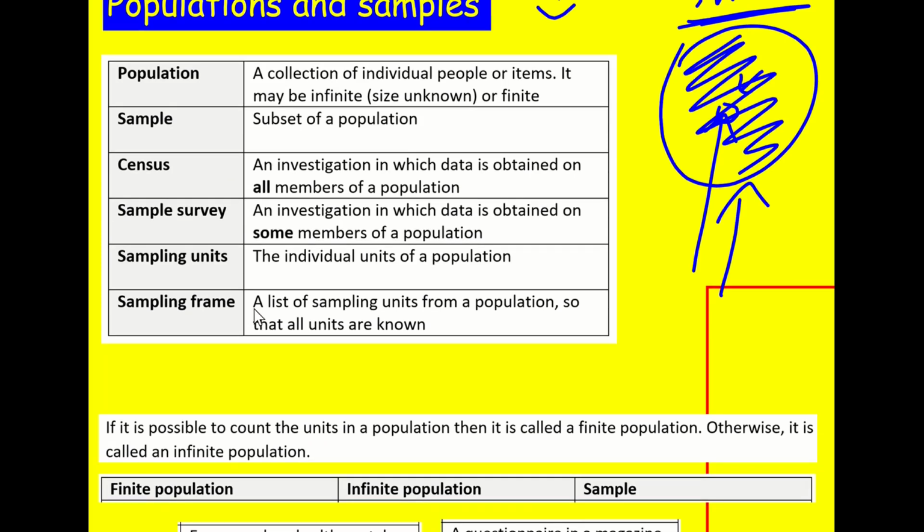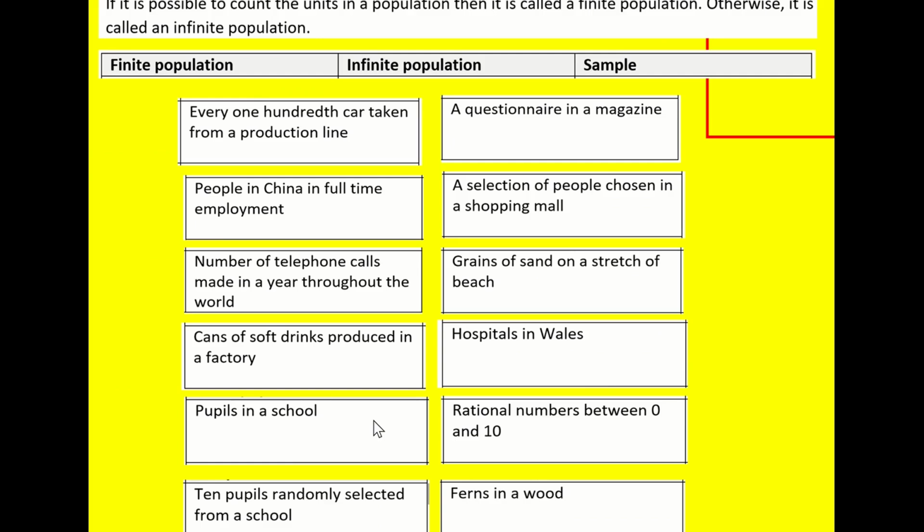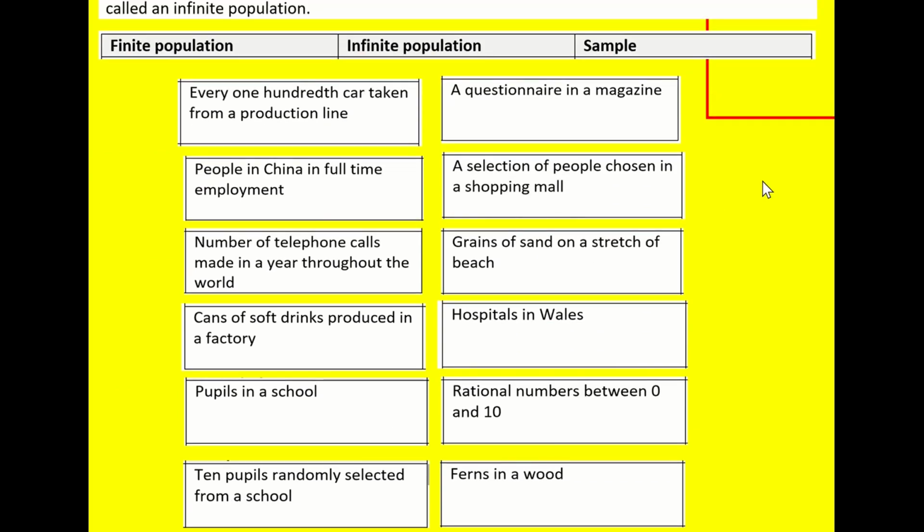Okay, now coming back to this idea of an infinite or finite population. If it's possible to count the units in a population, then it's called finite. Otherwise, it's called an infinite population. Note this is slightly different than the idea of infinity in pure maths. Infinite in pure maths means we can never reach it, whereas an infinite population, well, we can actually have a finite amount. It's just that we might not be able to count them. Okay, so you'll try and get your head around that. But actually, I think the best thing to do is look at some examples.